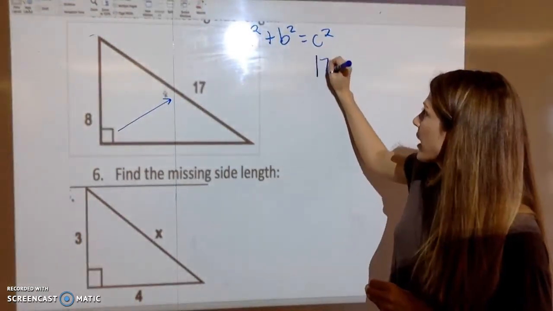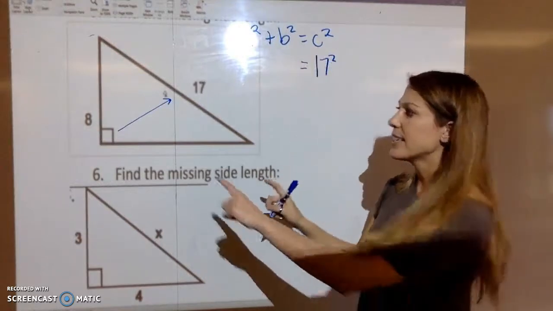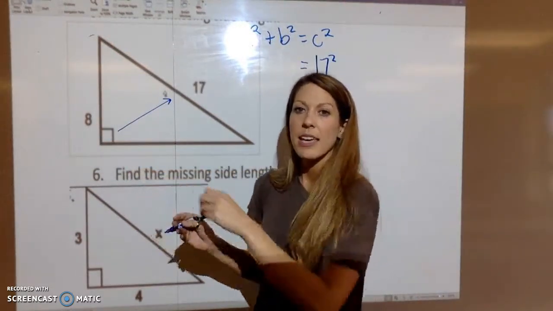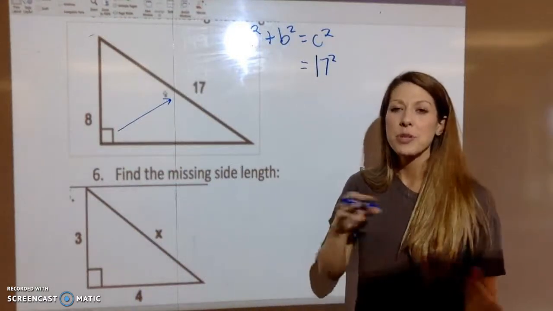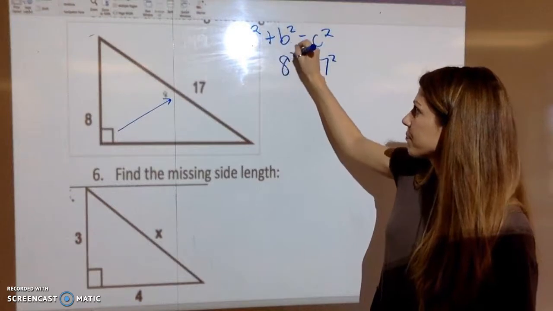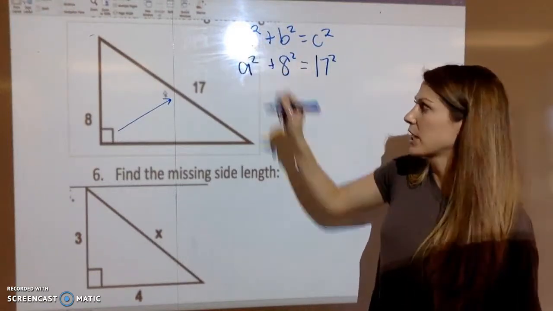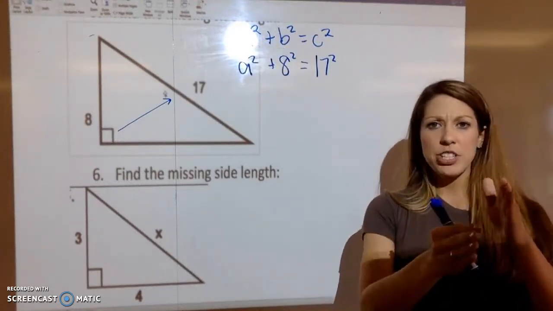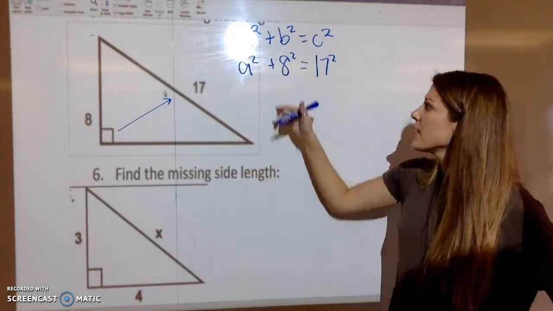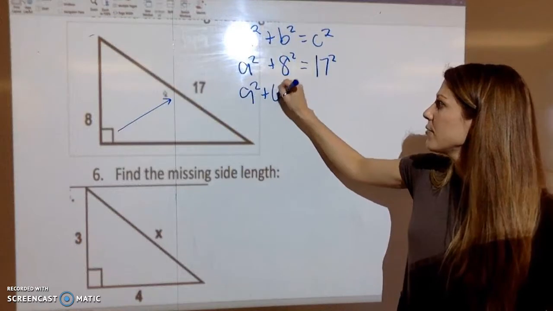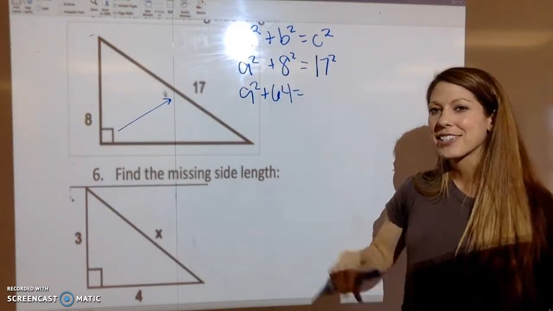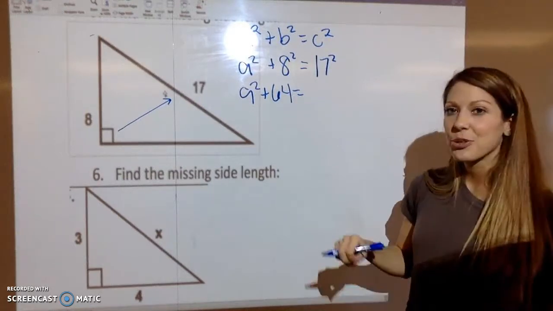So c squared. Now it doesn't matter which side you decide to make A and which one you decide to make B. So I'll just plug in 8 for B. And that means we're going to look for A. So A and B you can switch up, but C has to be your hypotenuse. So we have A squared plus 64. 17 squared, you can do that math out to the side. You should have gotten 289.